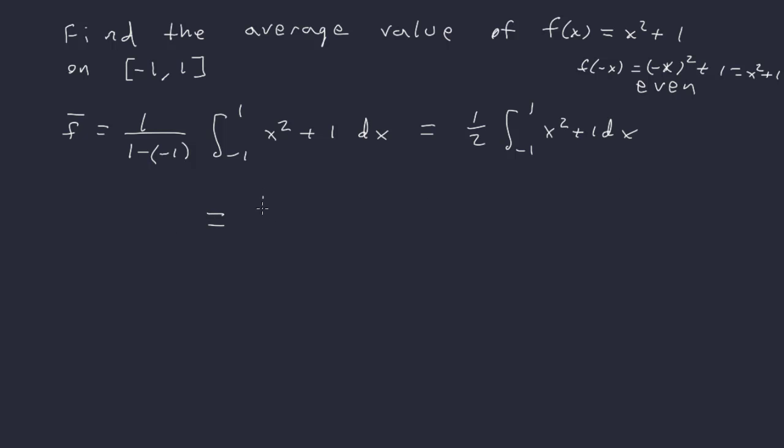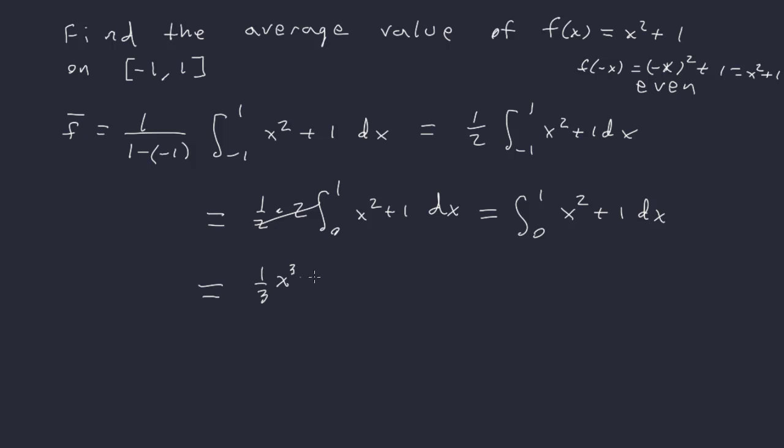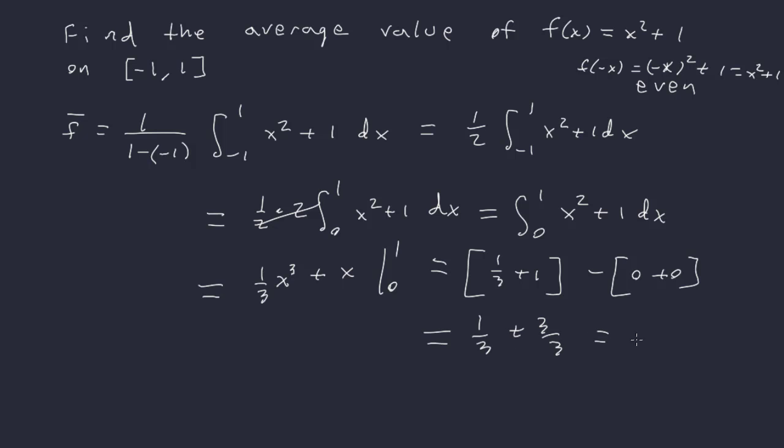However, we can rewrite that as 1/2 times 2 times the definite integral from 0 to 1 of x squared plus 1 dx. Again, you don't have to do that, but that will make our work a little nicer. So really, it's just the definite integral from 0 to 1 of x squared plus 1 dx. When we take the antiderivative, we get 1/3 x cubed plus x evaluated from 0 to 1. Plugging in the 1, we get 1/3 times 1 cubed, which is 1/3, plus 1, minus 0 plus 0. So 1/3 plus 3/3 is 4/3. That is the average value.